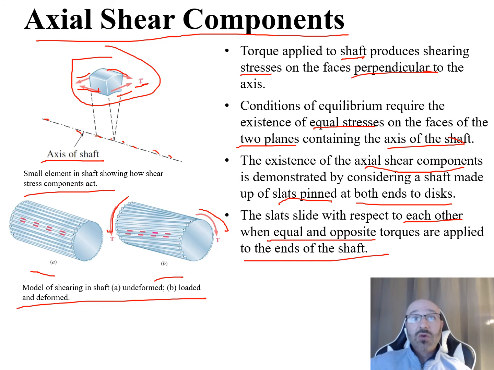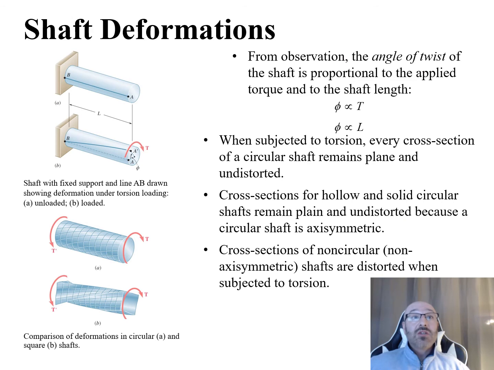We apply this torque here, and all of a sudden we can see the existence of these axial shear components demonstrated in this diagram, where we have these slats along the way, and see how it deforms and moves with those slats. So this is now going to lead into the shaft deformation for our circular shafts.